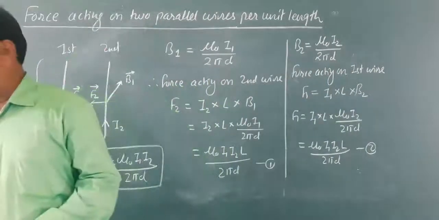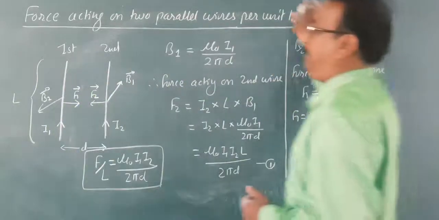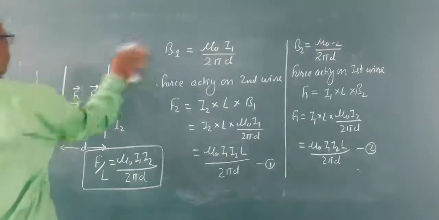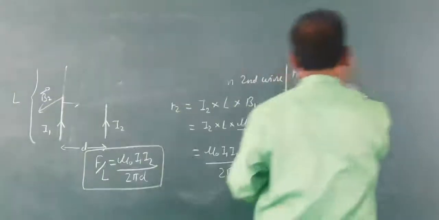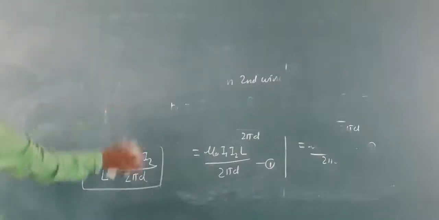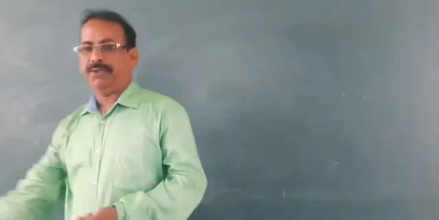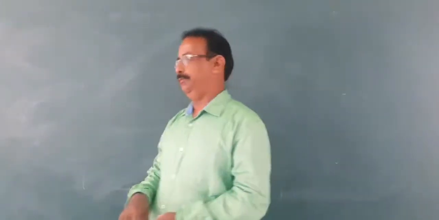Now after this, we will find magnetic field by circular arc of wire. Magnetic field due to circular arc of wire, which is also one application of Biot-Savart law.